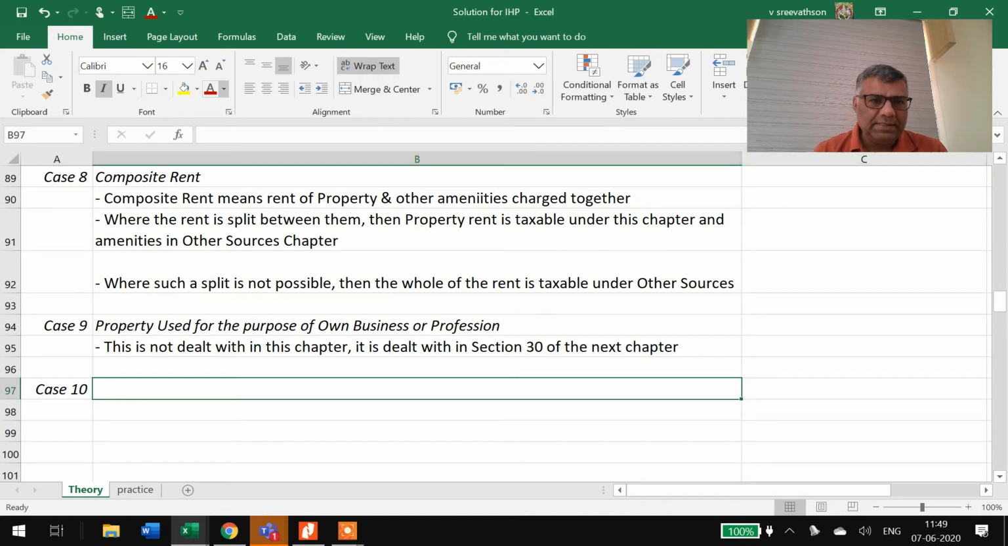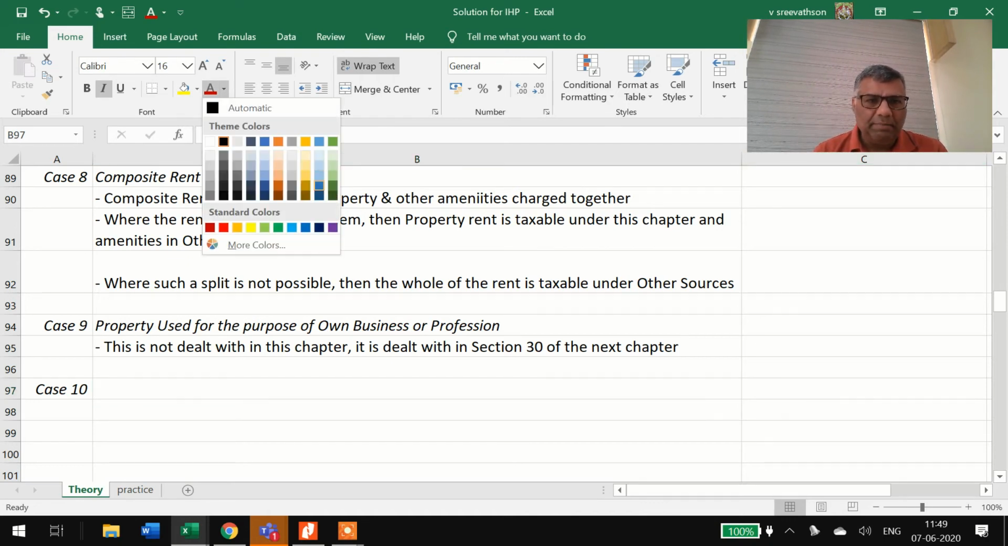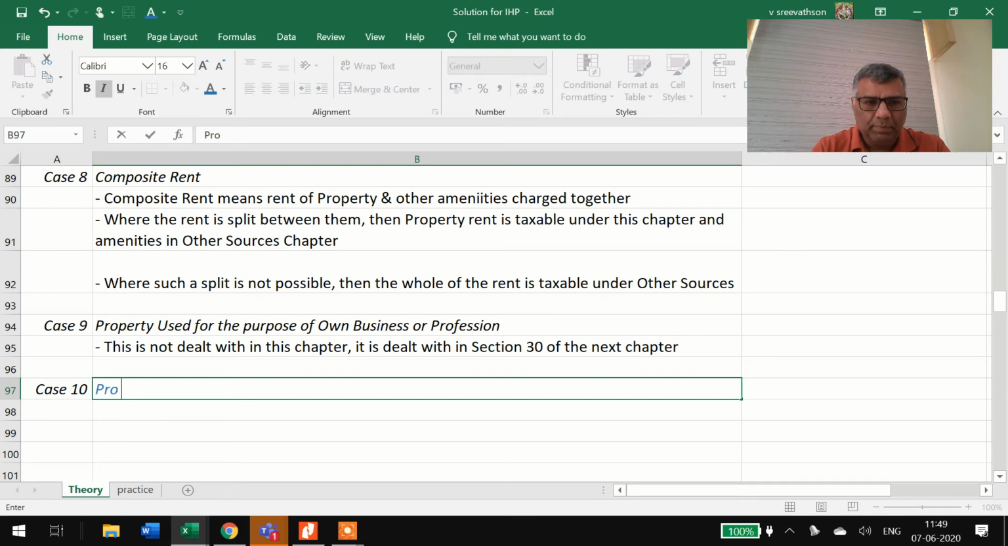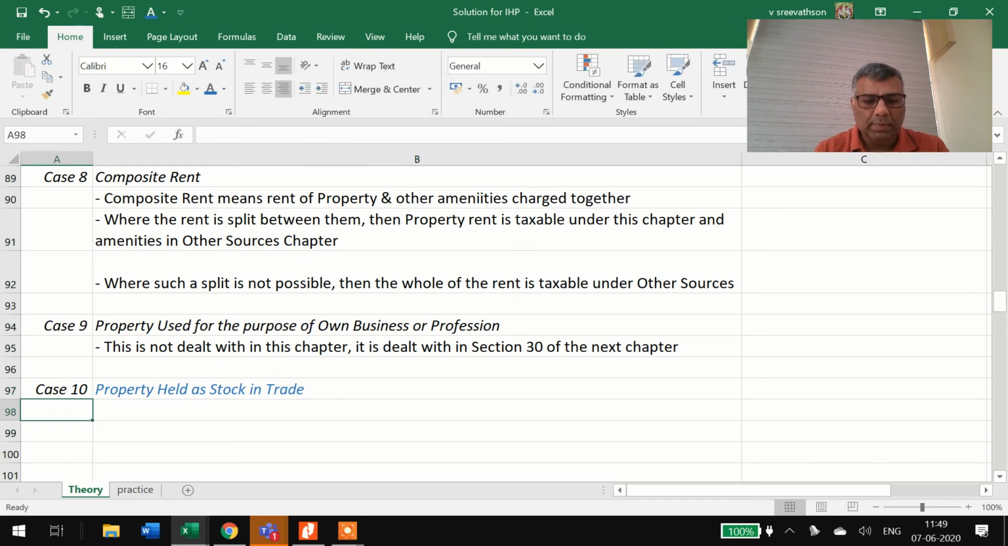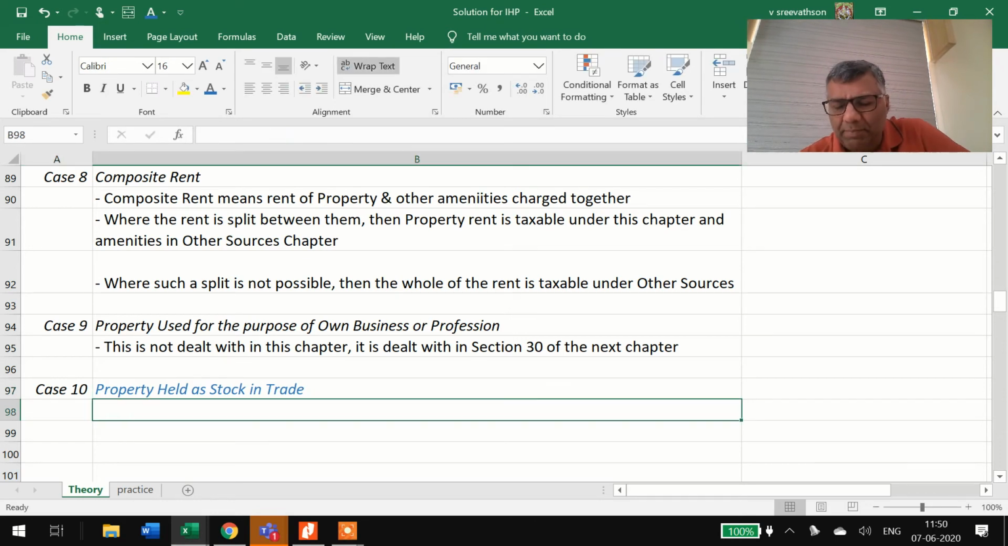Friends, this is an amendment. Property held as stock in trade. What does stock in trade mean?